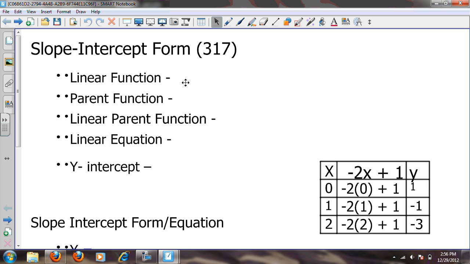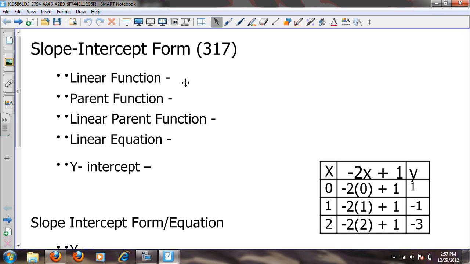So, linear function, parent function, linear parent function, linear equation, and y-intercept. Some of these are not in your textbook, or maybe they are. I'm using 2 different ones, and I'm getting different information from each book. But these are all important things that we want to look at for new vocabulary.